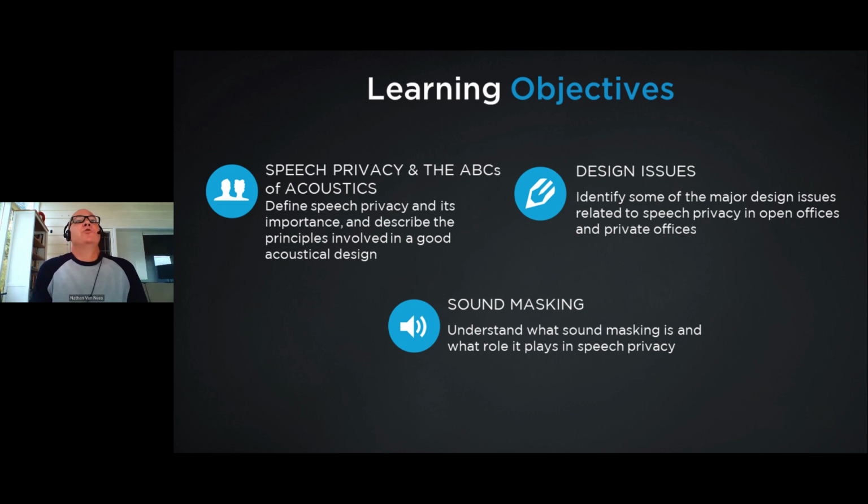Without further ado, let's go over the course's 3 separate learning objectives. We're going to define speech privacy and its importance, as well as describe the principles involved in a good acoustical design. Then we're going to identify some of the major design issues related to speech privacy in open offices and private offices. And then we're going to bring it all together to talk about sound masking, understanding what it is and what role it plays in speech privacy.